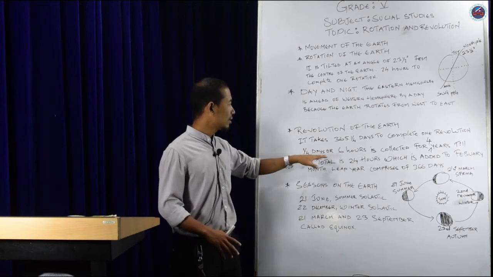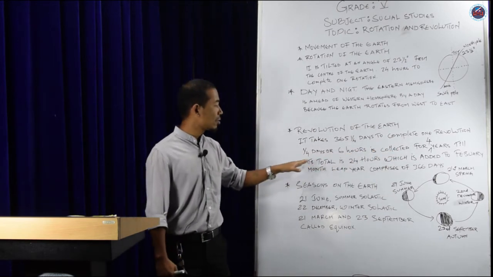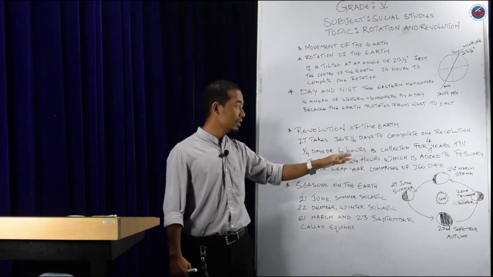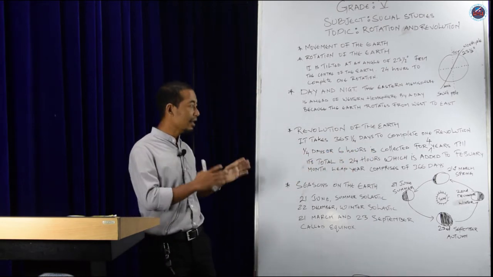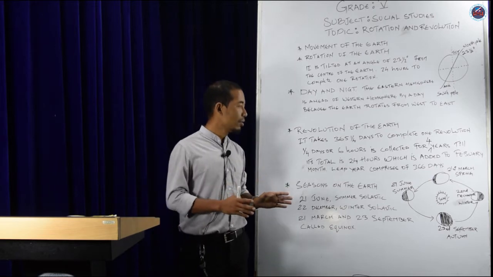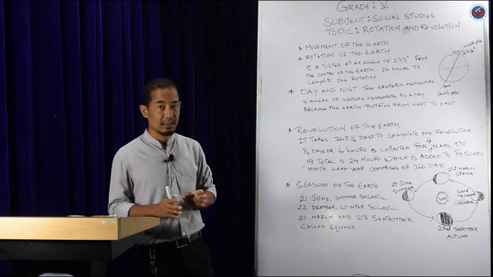The half day or the 6 hours is collected for 4 years till its total is 24 hours, which is added to the month of February. And that year is known as a leap year, which has 366 days.